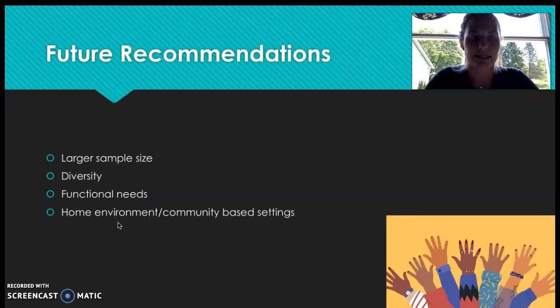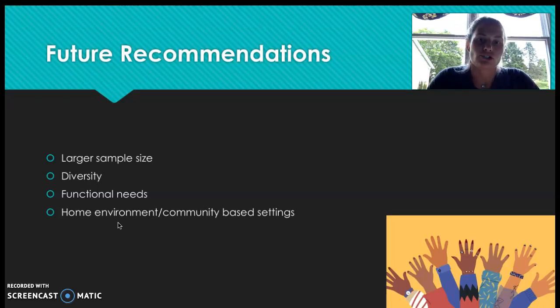So, future recommendations. In the future, the researchers have decided to have a larger sample size. With that being said, definitely more than 11 women would be ideal. Also, diversity. Like I said before, it was mainly white. If we could get a diversity of Hispanic, Latino, Black, and white participants, then it will definitely open up the numbers a lot more. Functional needs.